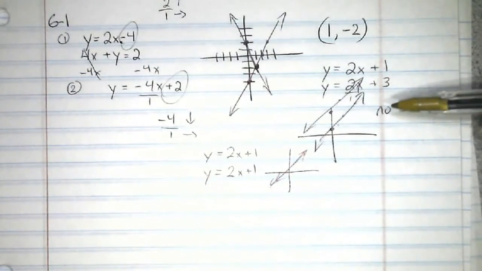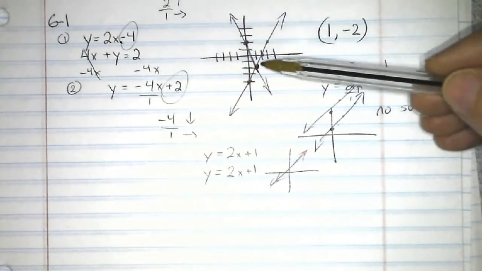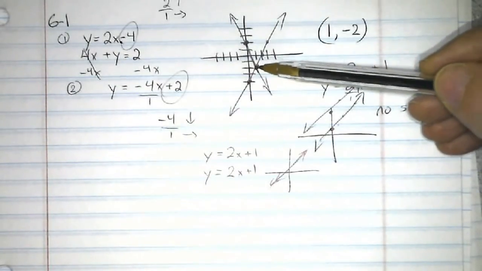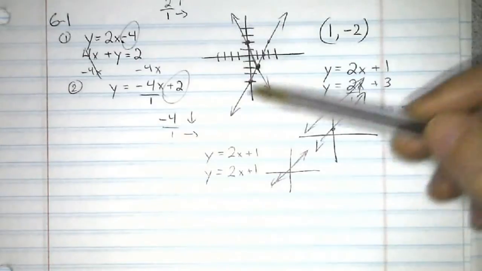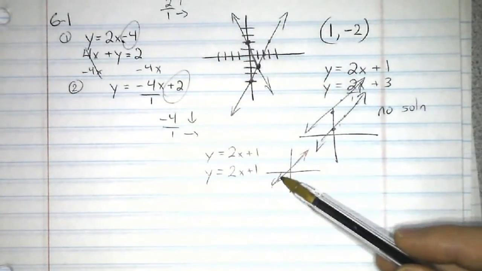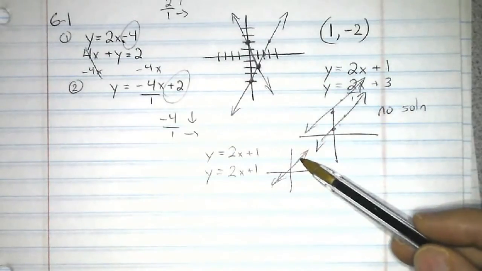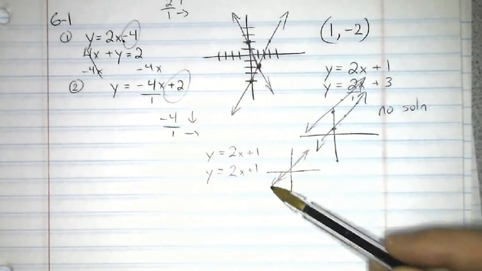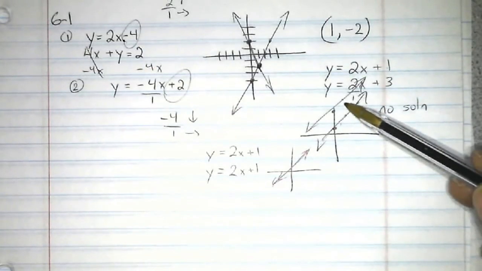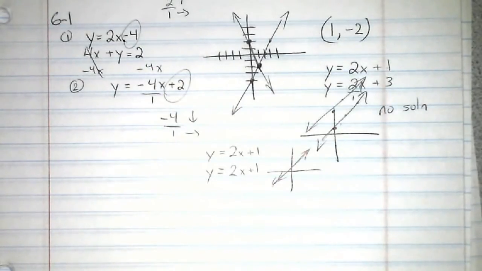Now we have special names for these. Don't forget the special names. When they intersect, we call this consistent and independent. Think of them as two lines doing their own thing. They're independent from each other. When they touch, but they overlap, we also call this consistent, but this is dependent. They depend on each other to keep going together. Here, when there's no solution, we call this inconsistent. And that's pretty much everything you need to know from the first section.